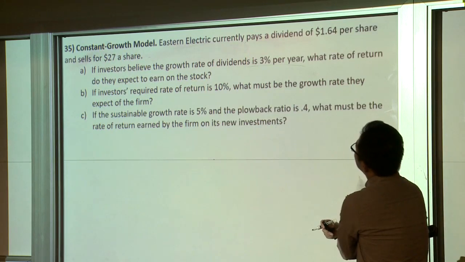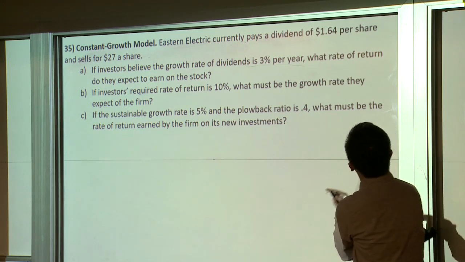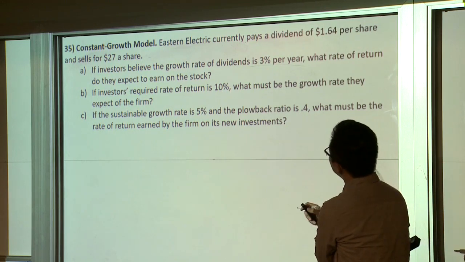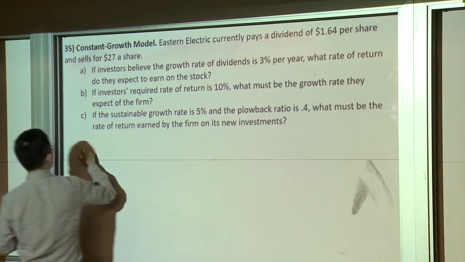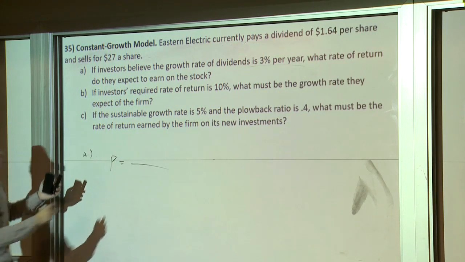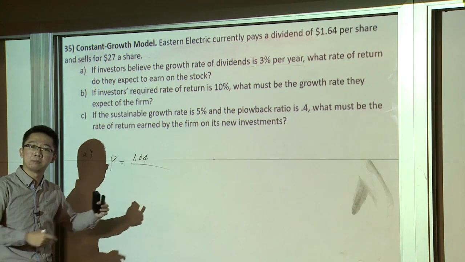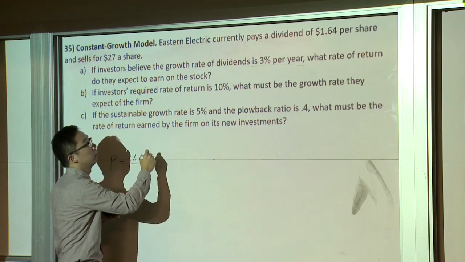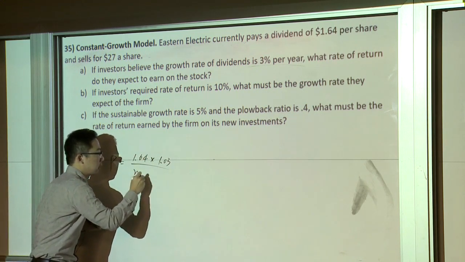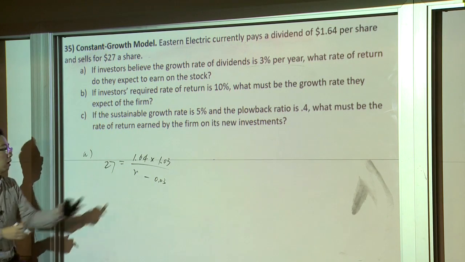Question 35. Constant growth model. Eastern Electric currently pays a dividend of $1.64 per share and sells for $27 a share. If the investor believes the growth rate of dividends is 3% per year, what rate of return do they expect to earn on the stock? P is equal to the next dividend. It currently pays a dividend of 1.64, so we need to multiply it by 1.03 to get the next one. And what rate of return do they expect? We don't know R. R minus g is R minus 0.03, and P is 27. Okay, good. R is the only unknown variable. We calculate for R.